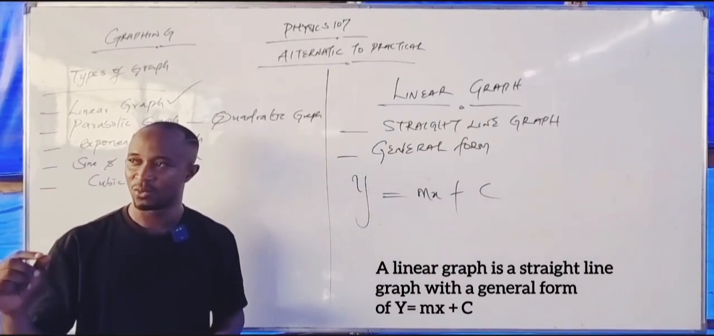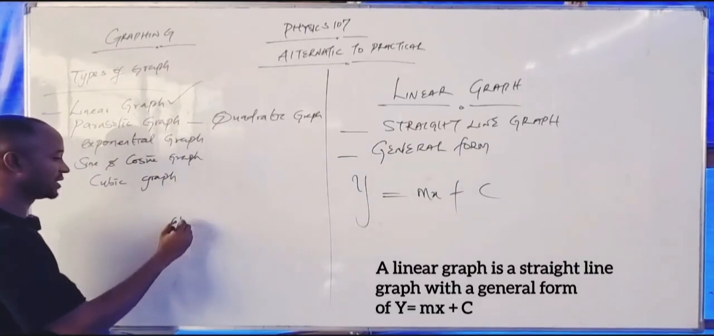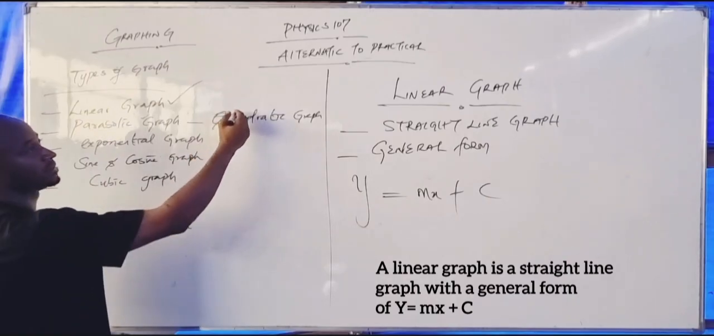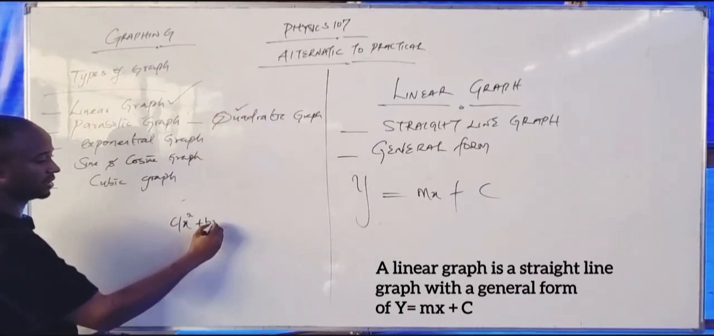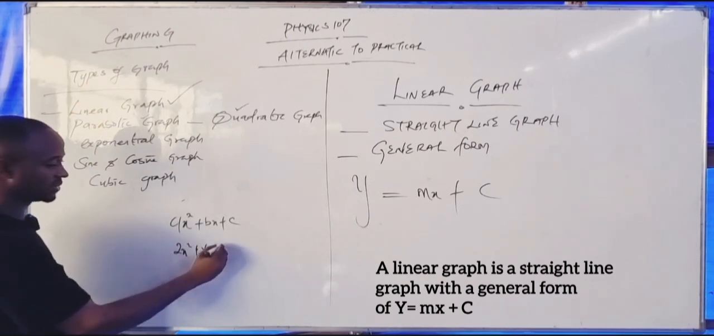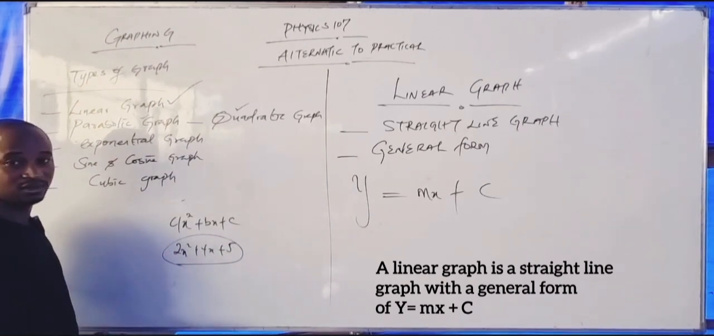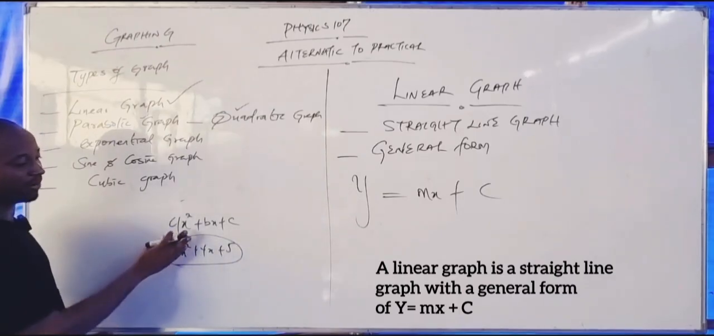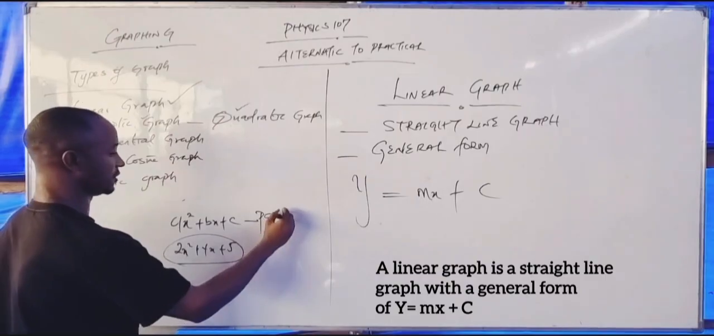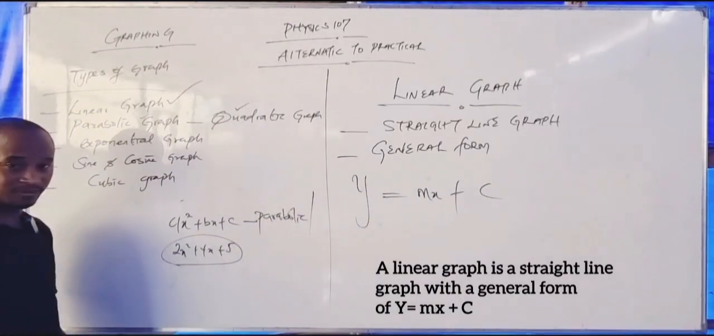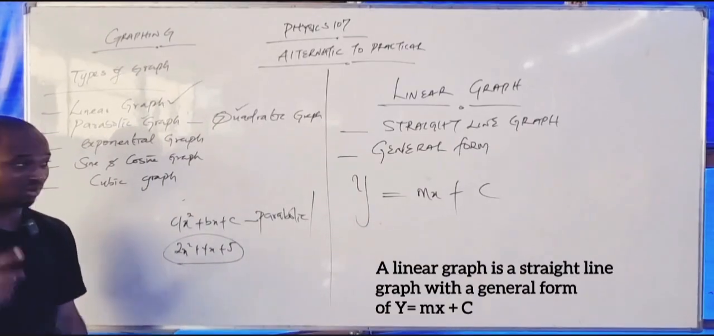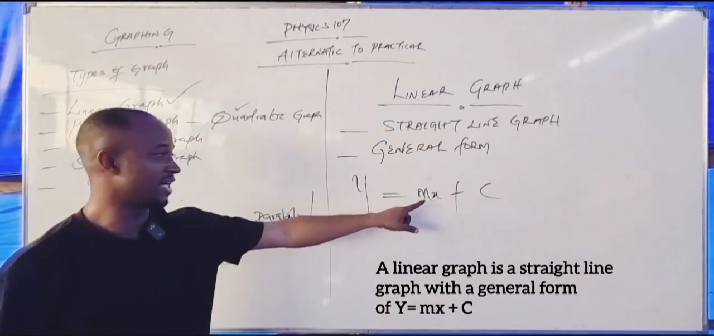When you hear the word quadratic, the highest power is 2. The general form of the parabolic or quadratic graph is ax squared plus bx plus c. For example, 2x squared plus 4x plus 5 is a quadratic equation, because the highest power is 2. When the highest power is 3, it becomes cubic. But when the highest power is 1, it becomes linear.